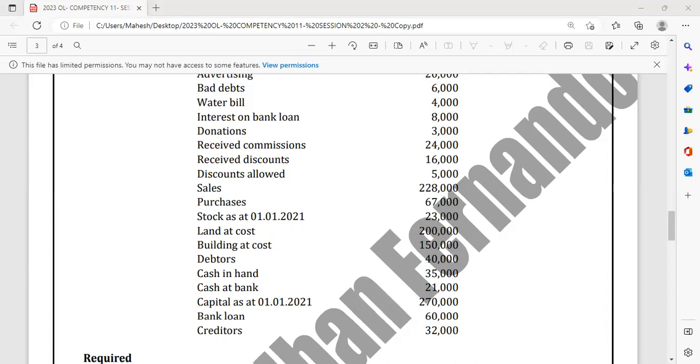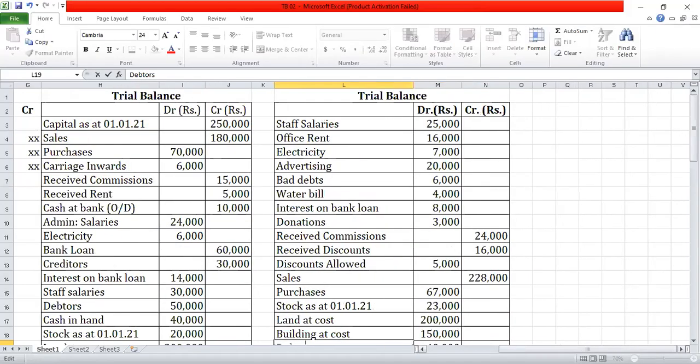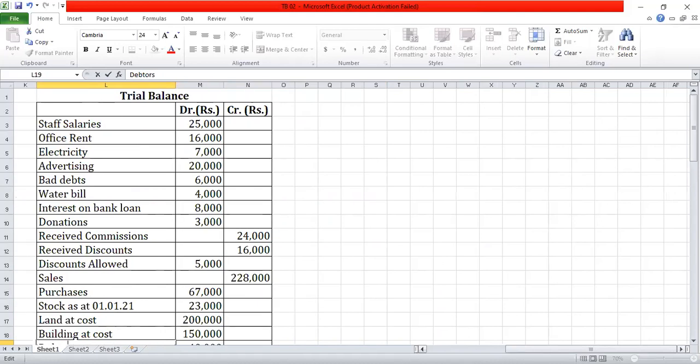Okay, let me show you the correct answer. This is the trial balance that we have to prepare based on the second activity. Check your answers, please.